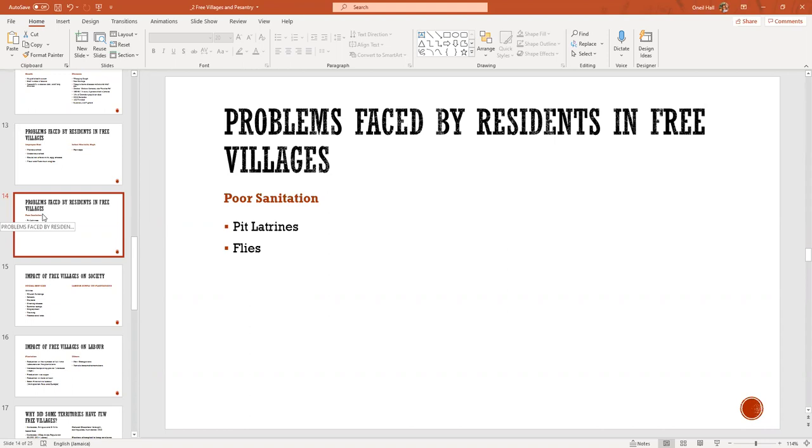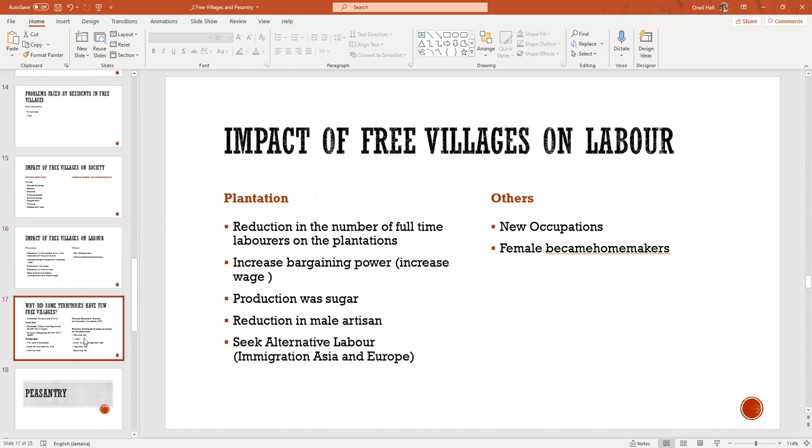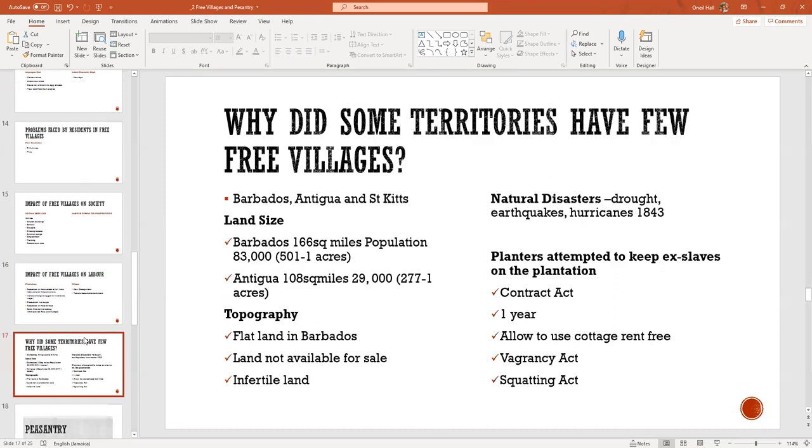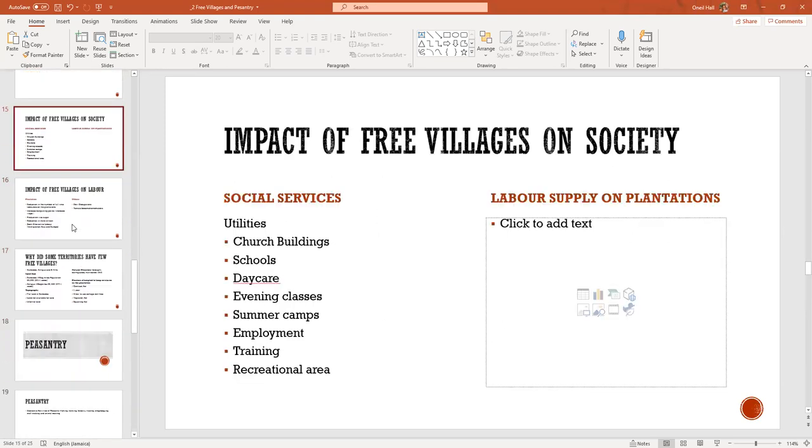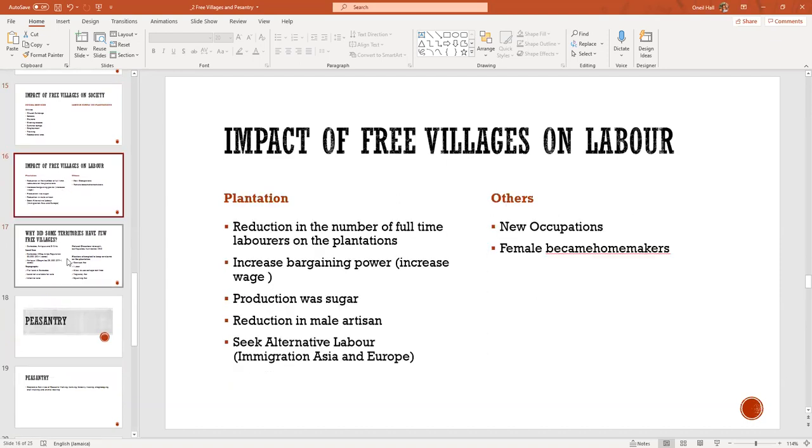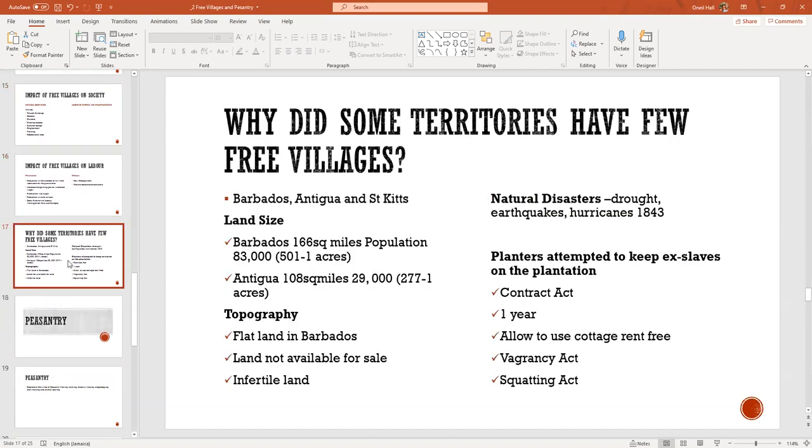So we have 1, 2, 3 more slides to go. On Thursday, we're going to do those 3 slides. We're going to look at the impact of free villages on the society. Then we are going to look at why some territories had few free villages, and then we are finished with free villages.